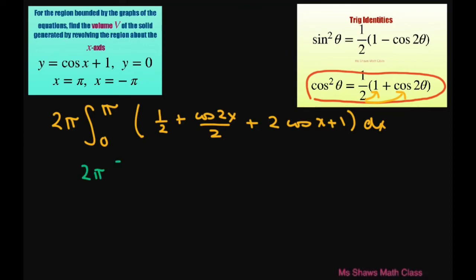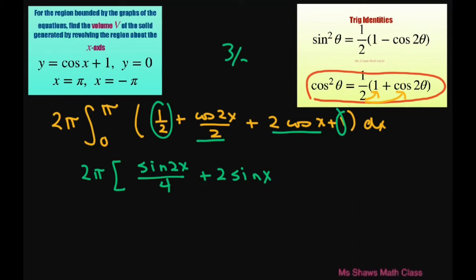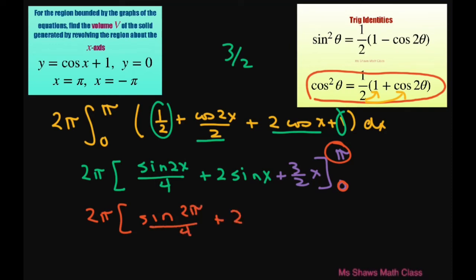All right, so let's go ahead and integrate. This is going to give me 2 pi times sine of 2x, and then we have to divide that by 4 when you integrate it. Then for this piece, that's going to be plus 2 sine of x, and then 1 half plus 1 is 3 halves. So that's going to give you 3 divided by 2 x, and we're evaluating from 0 to pi. Now, when we substitute in 0, this is just going to zero out, so we just deal with the pi. This is going to give me 2 pi times sine of 2 pi divided by 4 plus 2 sine of pi, sorry, just sine of pi, plus 3 divided by 2 pi.